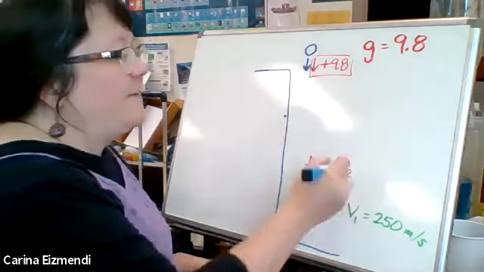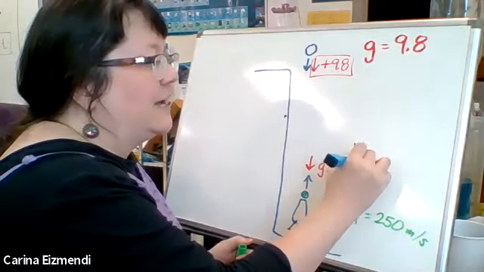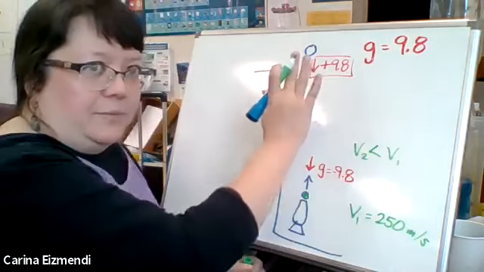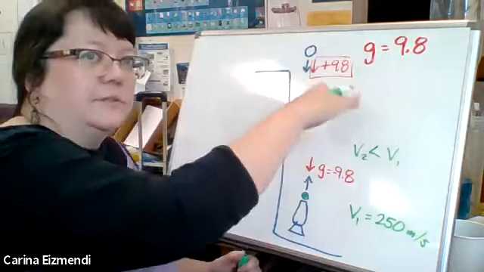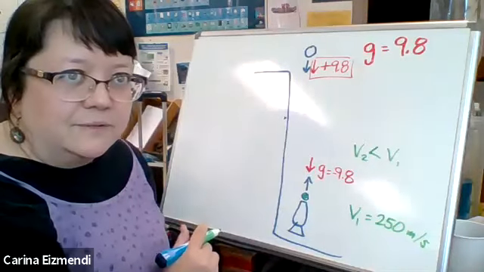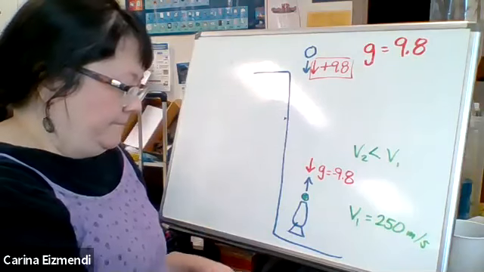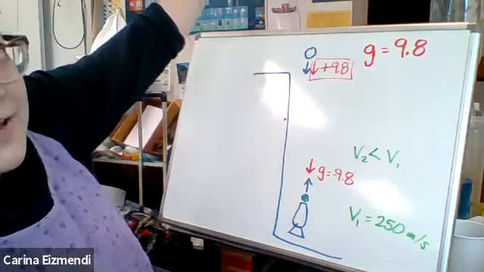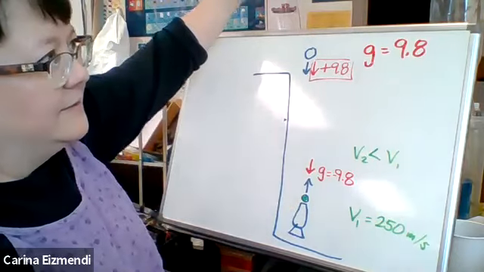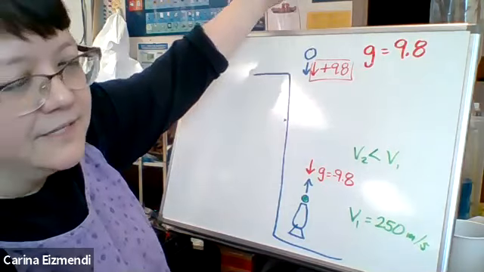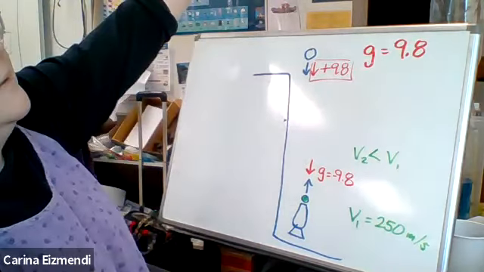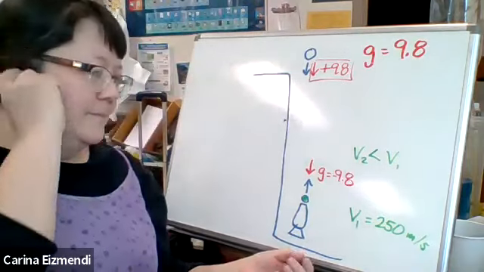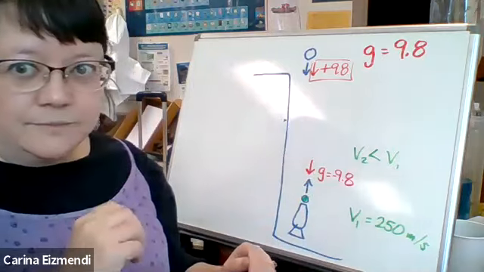V2 is at a different time. V2 is going to be less than V1 if you're going up. It's going to get slower, slower, slower. Finally, it's going to stop. Now, if we shot this so fast that it could escape Earth's gravity, then it's not going to get to zero. When it escapes the gravity, it's just going to go on and on and on forever at some velocity until it hits something, or gets in the gravity of something else.